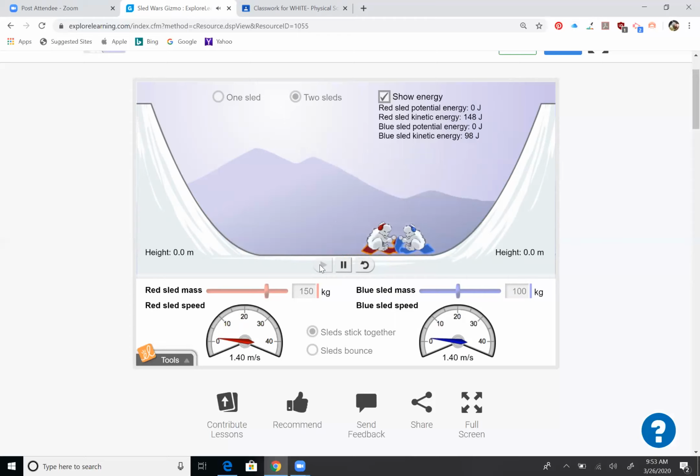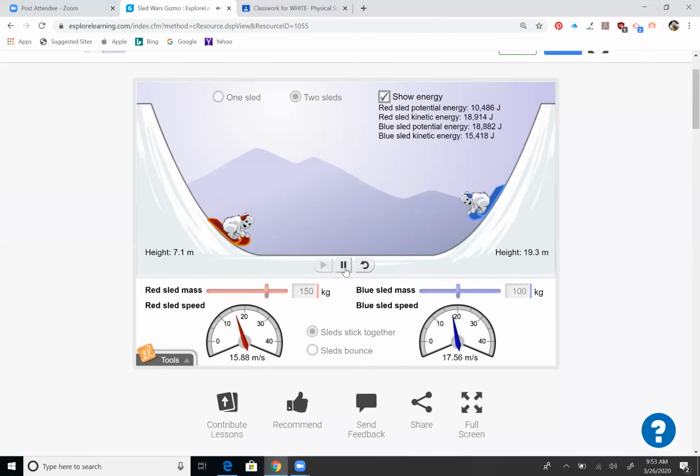Oh, wait a minute. Did I write that down wrong? Okay, I'm not sure. Okay, the red one's stronger. The red one's stronger? Yeah. So the blue one is not going to win. One of these said the blue one's going to win.